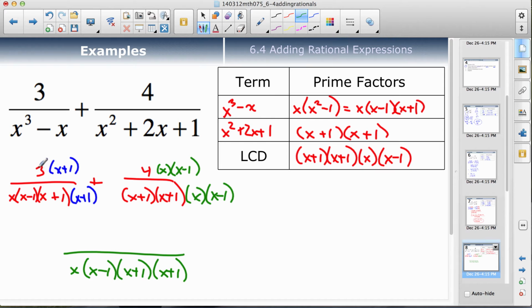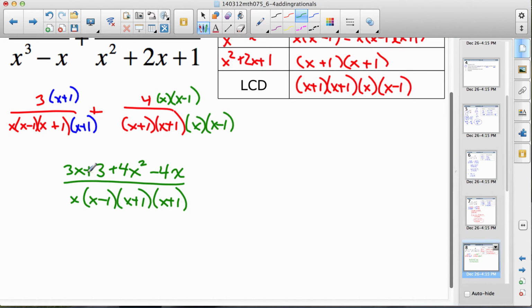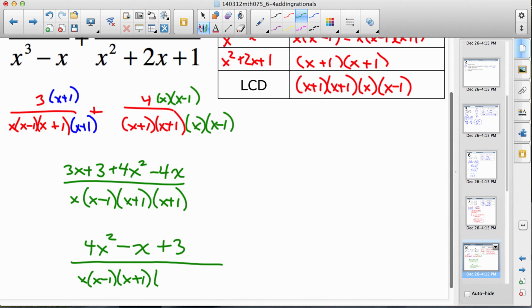Okay, now let's go and let's FOIL this stuff. So that would be 3x plus 3. And then here I've got 4x squared. And 4x times a minus 1 is a minus 4x. Okay, simplifying, let's gather like terms. It looks like 4x squared is the top dog. 3x minus 4x would be minus 1x plus 3. All over x times x minus 1 times x plus 1 times x plus 1. Done. Ooh, that's a lot of work.